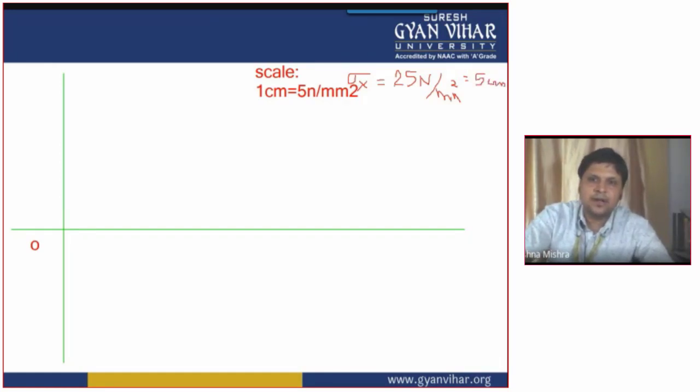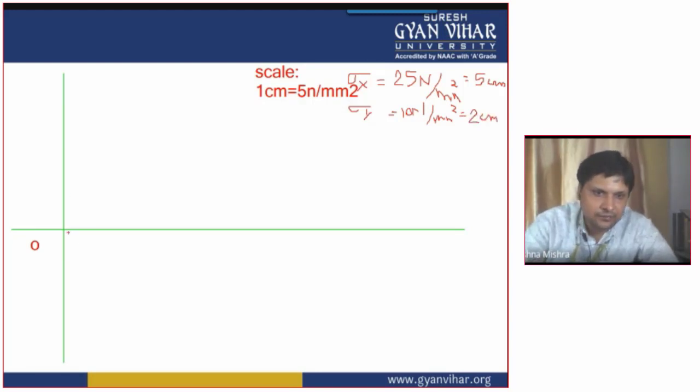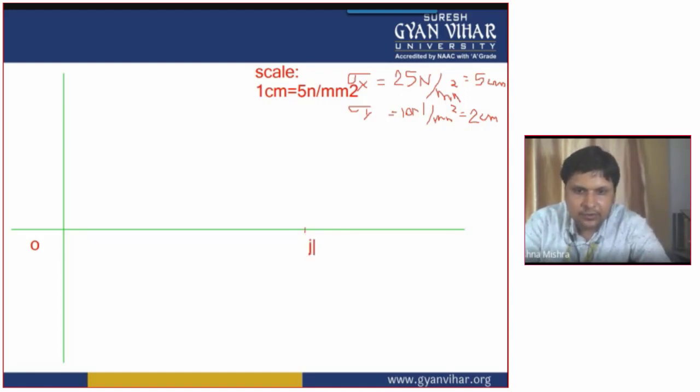And if sigma y is given as 10 Newton per mm square, it will be 10 divided by 5, equal to 2 centimeter. So by taking this, first of all, you take the sigma x value, measure from this point O and mark it here. Let this point be J.